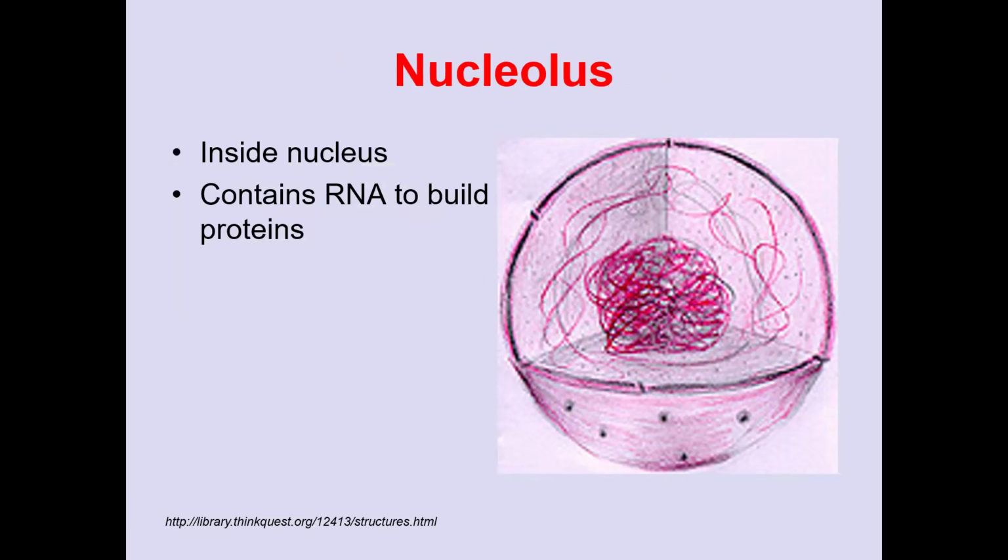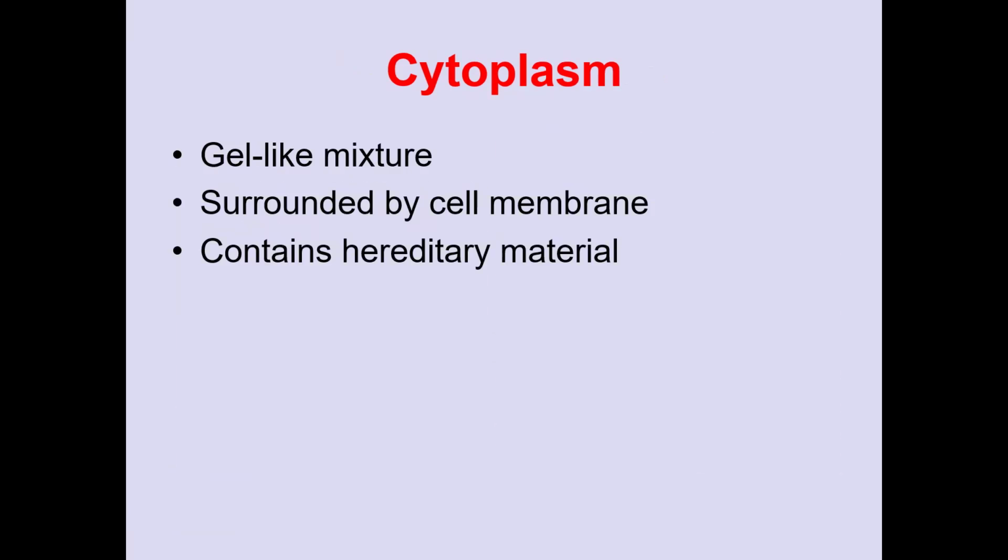So the nucleolus is also found inside the nucleus, and it contains RNA that is used to build proteins. It contains RNA, ribonucleic acid, that is used to build proteins.